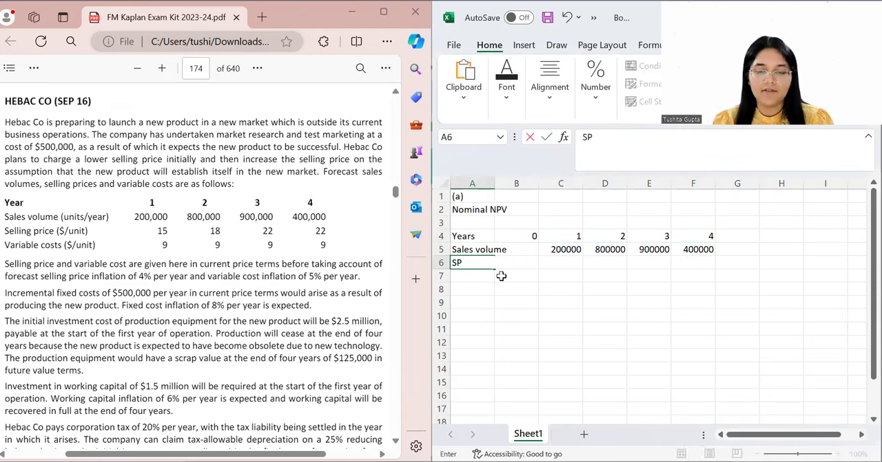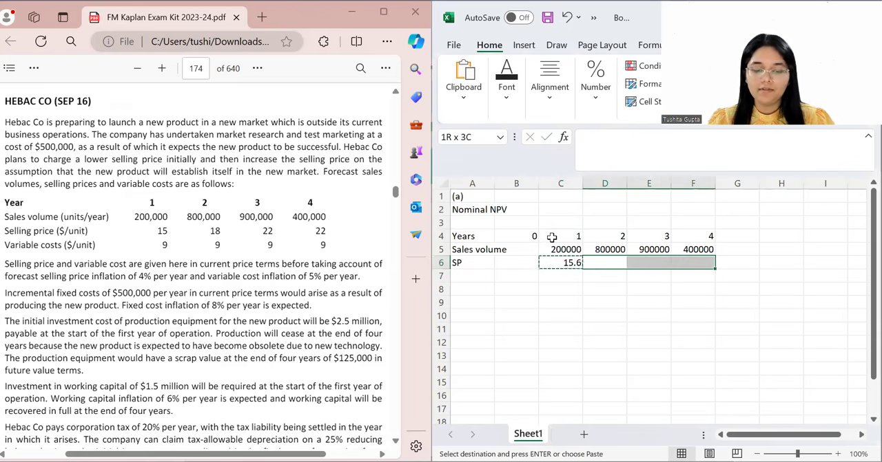The next thing that I have is my selling price. Selling price is given per unit in current price terms before taking into account the selling price inflation of 4%. So what I have to do over here is take 15 and inflate that by 4%, so times 1.04 raised to the power of the year. This is the selling price that I get for the first year.